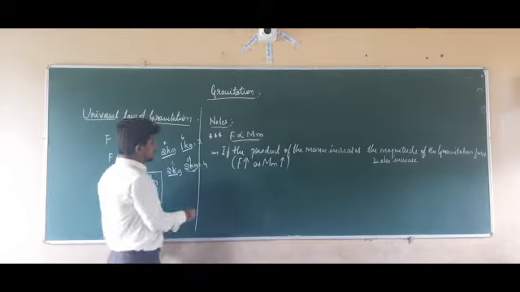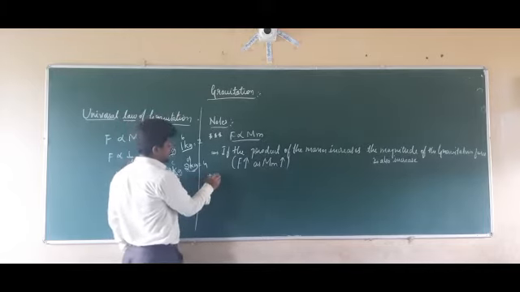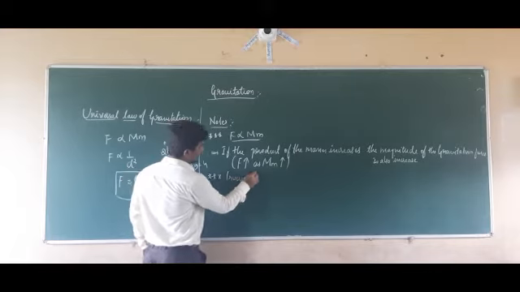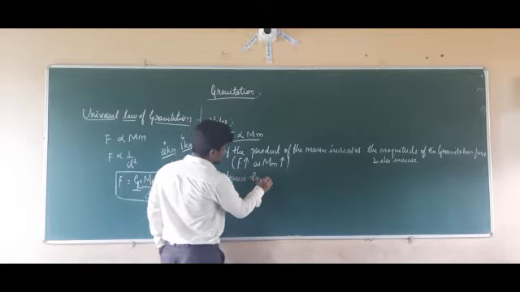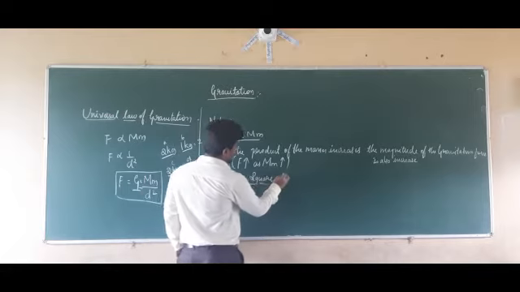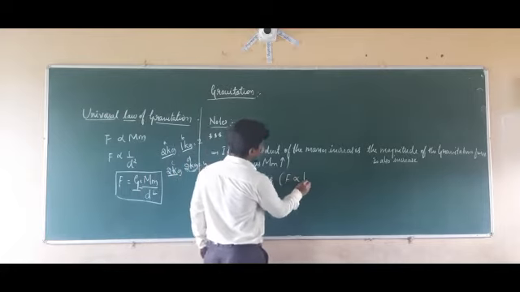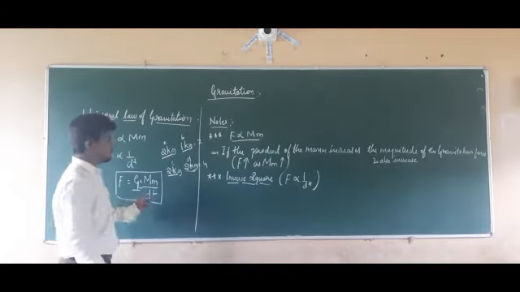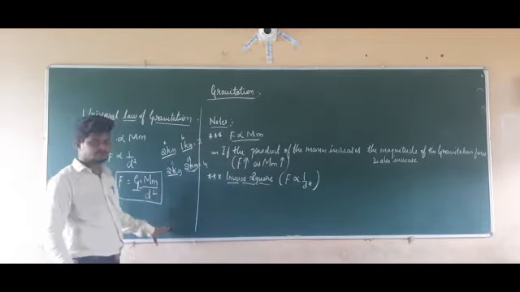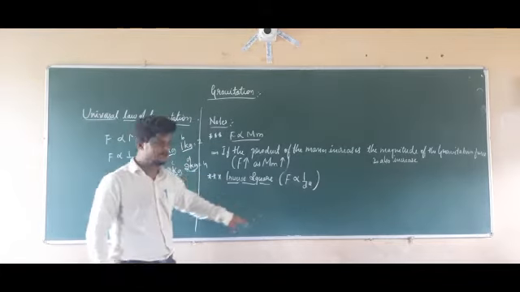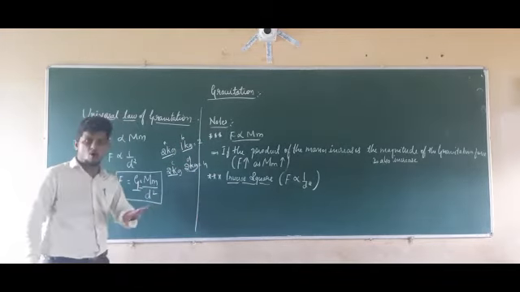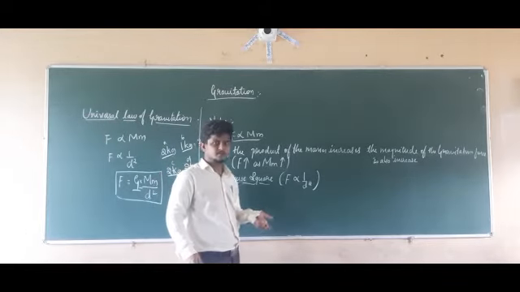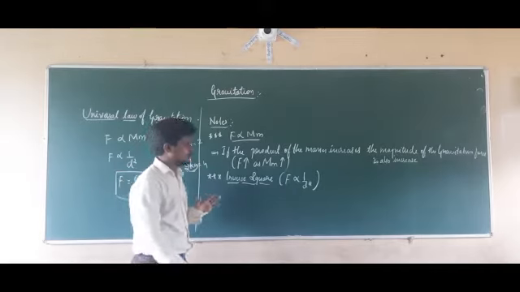Right. Next we have the second point, that is inverse square. F is inversely proportional to 1 by d square, where d is the distance between the two objects. So what do you mean by inverse square?